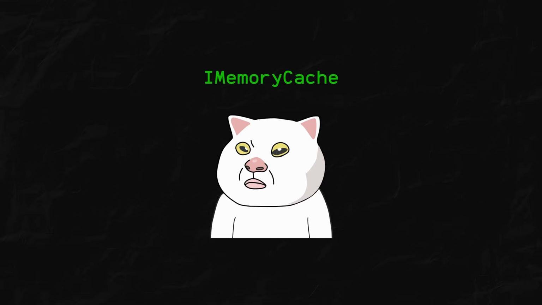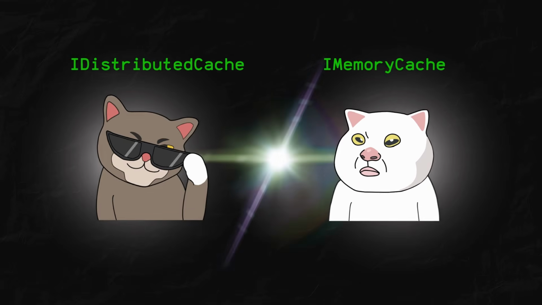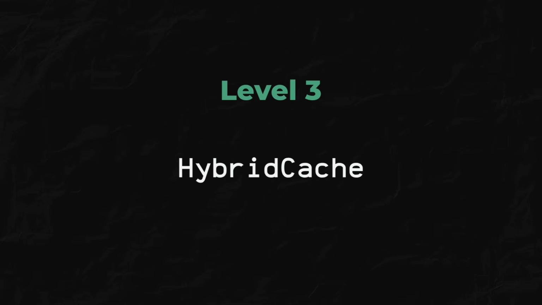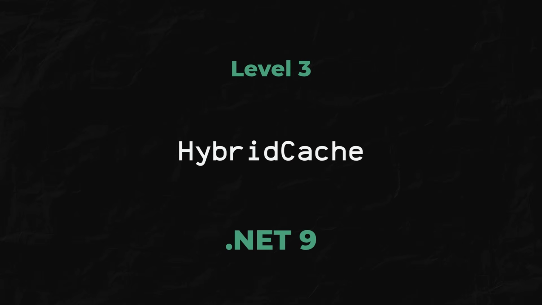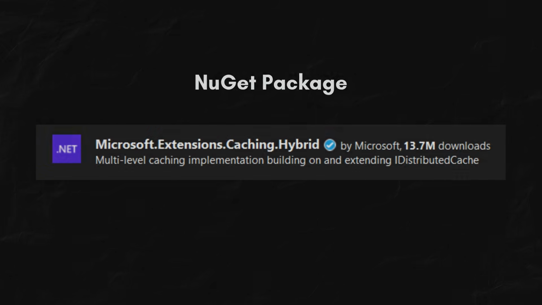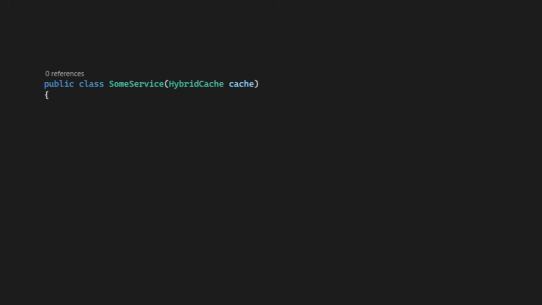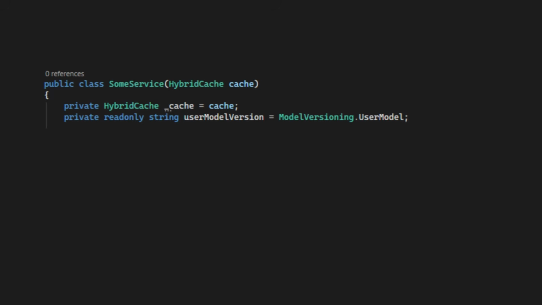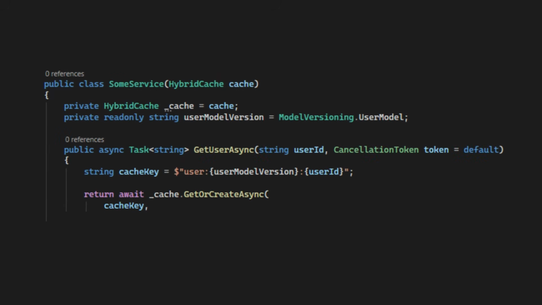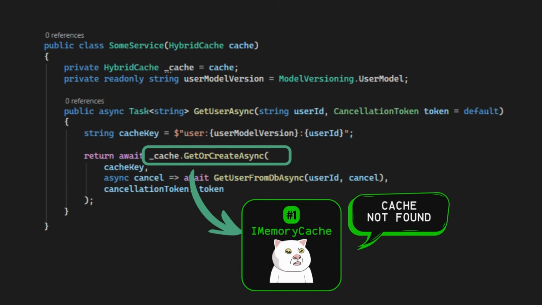Ever wondered if in-memory caching and distributed caching could team up like a superhero duo? Oh yes! Welcome to Level 3. Hybrid Cache, only available in .NET 9. Step 1. Install this NuGet package. Step 2. Summon AddHybridCache in program.cs. Step 3. Inject HybridCache into your service and unleash GetOrCreateAsync. This little spell first checks the local memory, then checks Redis.